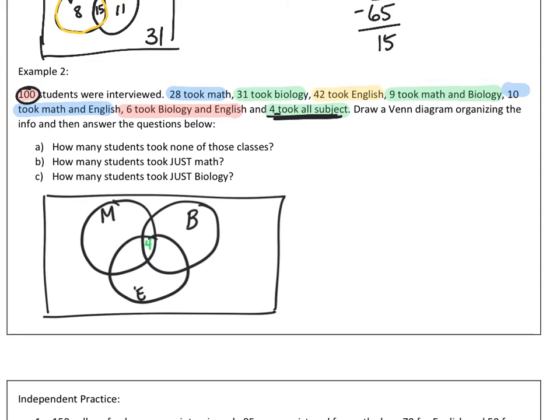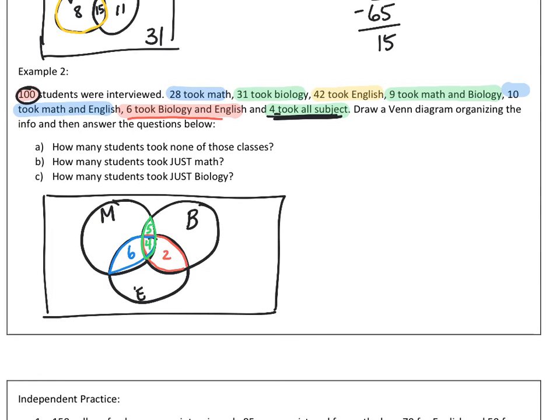Then I have 6 who took bio and English. So finding my overlapping of bio and English is this part right here, right? So this would be my bio-English overlap. I'll just outline it here. And there's supposed to be 6 in there. Well, 4 of them are already there, so that means I've got another 2, right? 10 took math and English. Well, the math and English overlap is here. There's supposed to be 10 and there's already 4, so that means there's another 6 that took math and English, and 9 took math and bio. Well, the math and bio overlap is here, and there's going to be 9 in there, so that makes a total of 5 more on the outside.